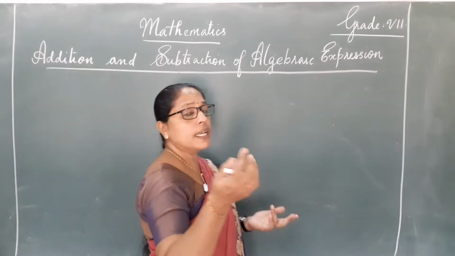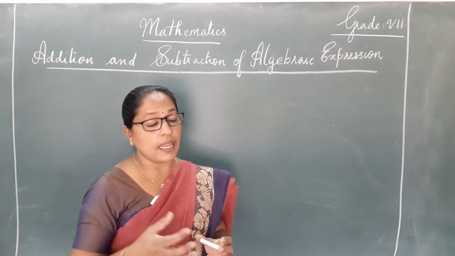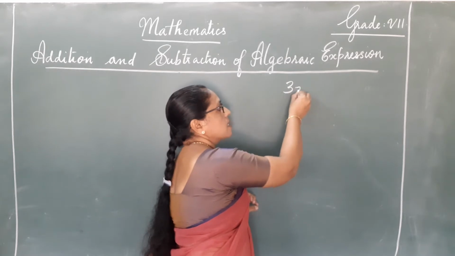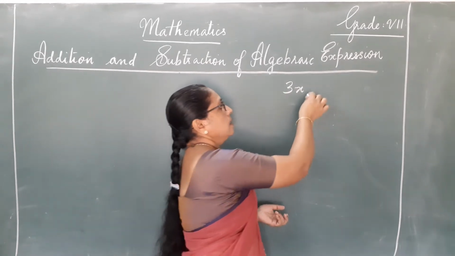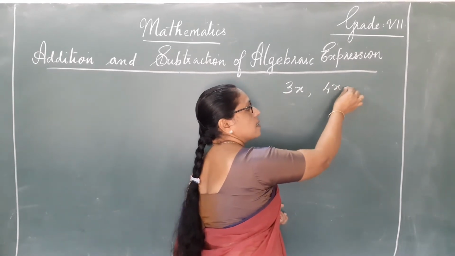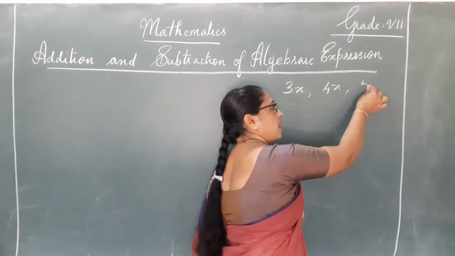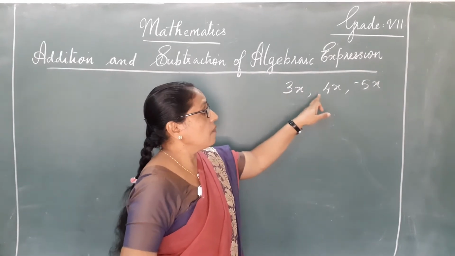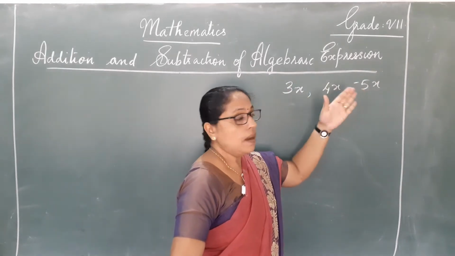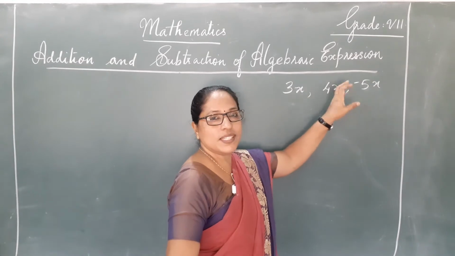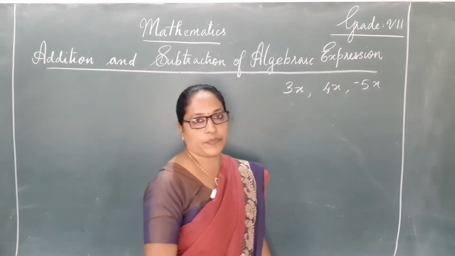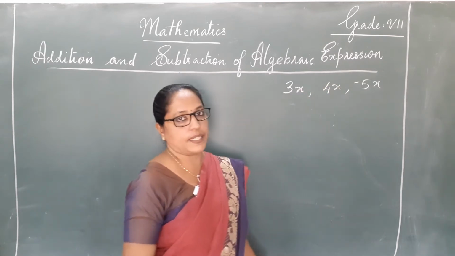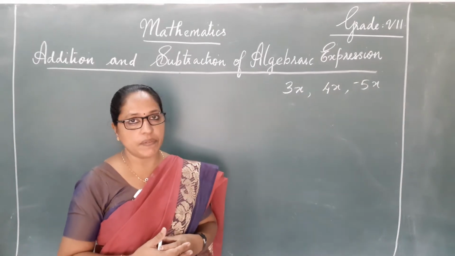For example, can you give an example of like terms? 3x, correct? Then 4x, yes, 5x, negative 5x, positive. The numerical coefficients can vary, but the literal coefficients remain the same. Such terms are known as like terms. This we already discussed in the previous class.